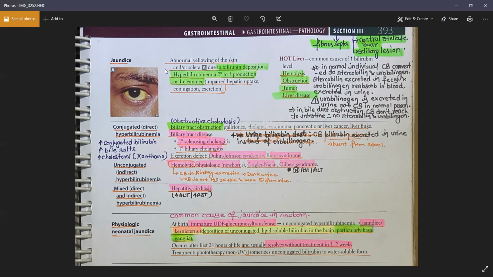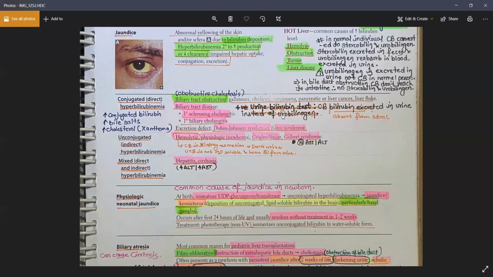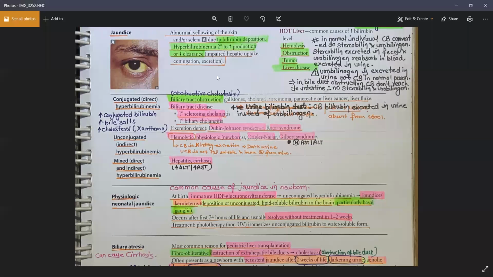High production can be due to hemolysis. If the hemolysis is more, then more heme will be converted into bilirubin, right? In case of decreased clearance, it could be because of impaired hepatic uptake. It could be because of a conjugation defect. It could be because of an excretion defect, right? So let's discuss all these causes one by one, okay?